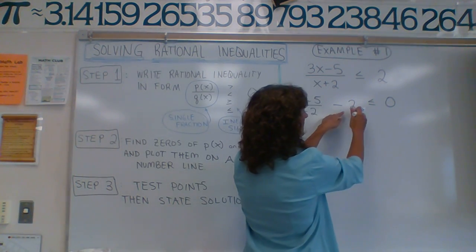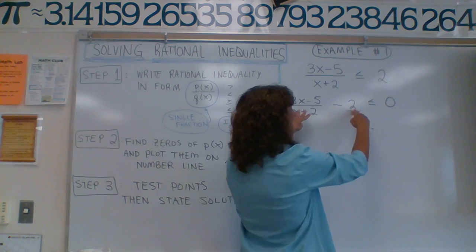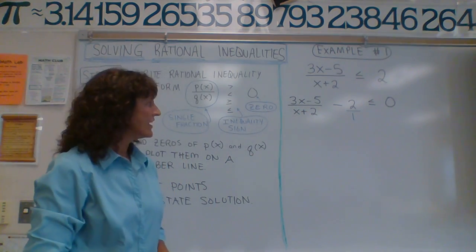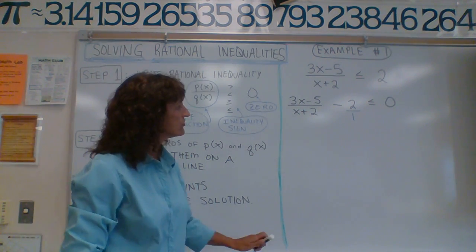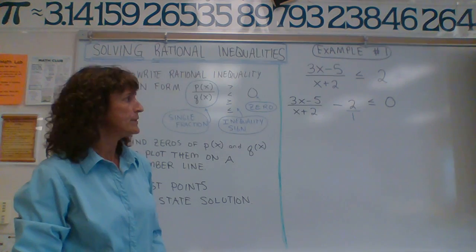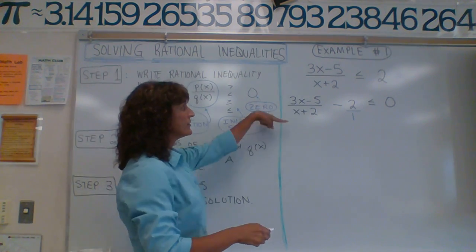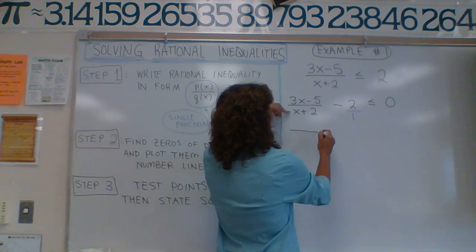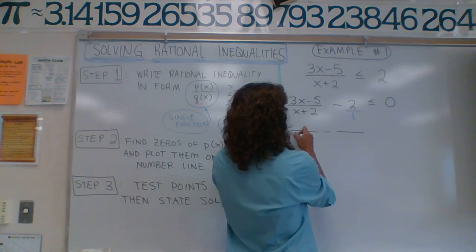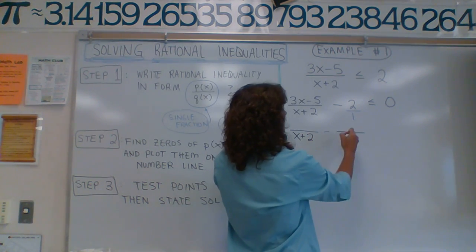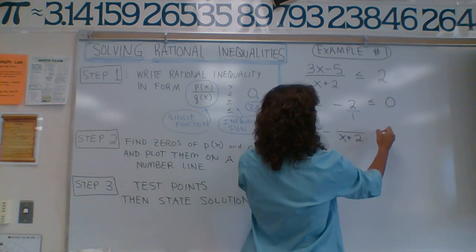We have a fraction form here, but this 2, if we want to put it over 1, to get a common denominator, we're going to have to take a look at these 2 fractions and determine what the common denominator should be. In this case, the common denominator needs to be x plus 2. Okay, so we're going to write this inequality. We're going to put x plus 2 for our common denominator for this fraction.